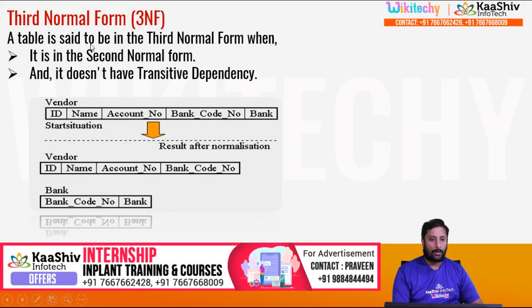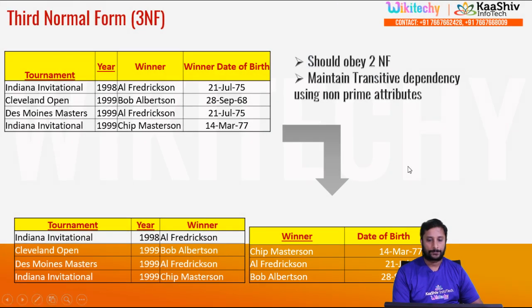Whereas the third normal form satisfies second normal form and does not have transitive dependency. Over here I got ID, name, account number, bank code number and bank. So bank code number and bank are related. For that bank we got a bank code number. So in this case, separate it. It does not have transitive dependency. So that's the one. Over here: tournament year, winner, winner date.